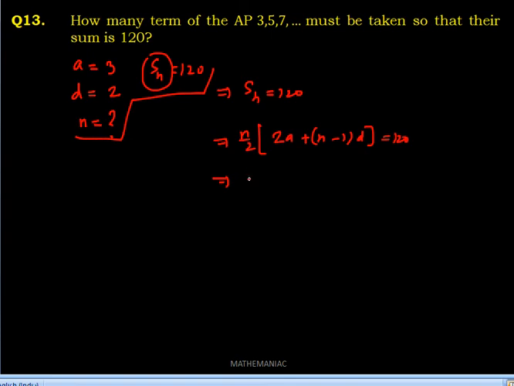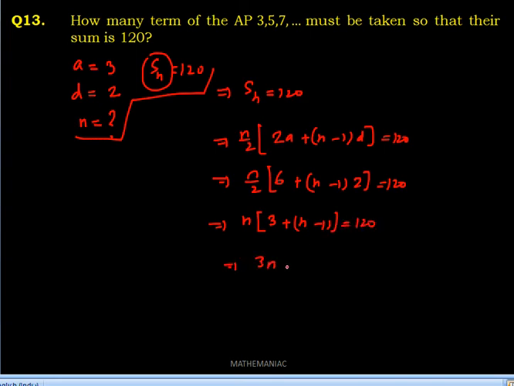Now what is n? That you have to find. 2 into a, what does it give? 6. n minus 1, d is 2, and just solve it. It will be a quadratic equation, right? Anyway, a 2 can be cut here. Can you observe? If I multiply half here, it will be 3, and this 2 can be cut, and you will be left with this.